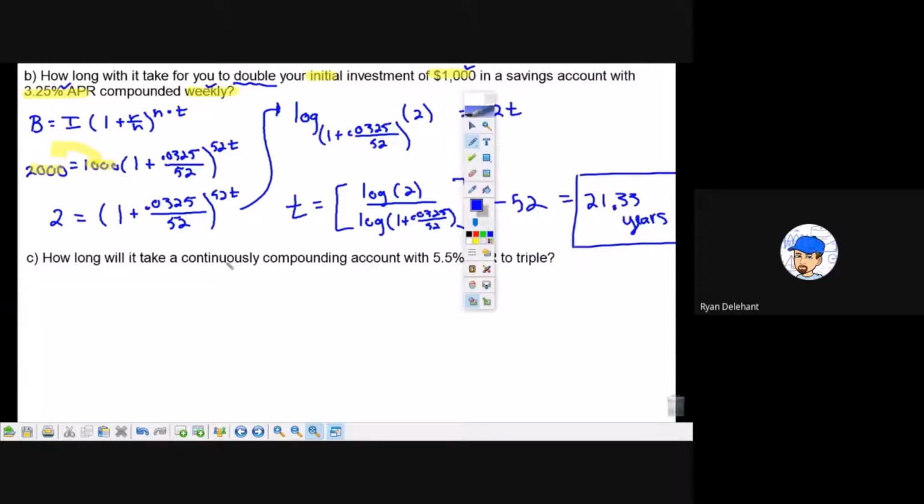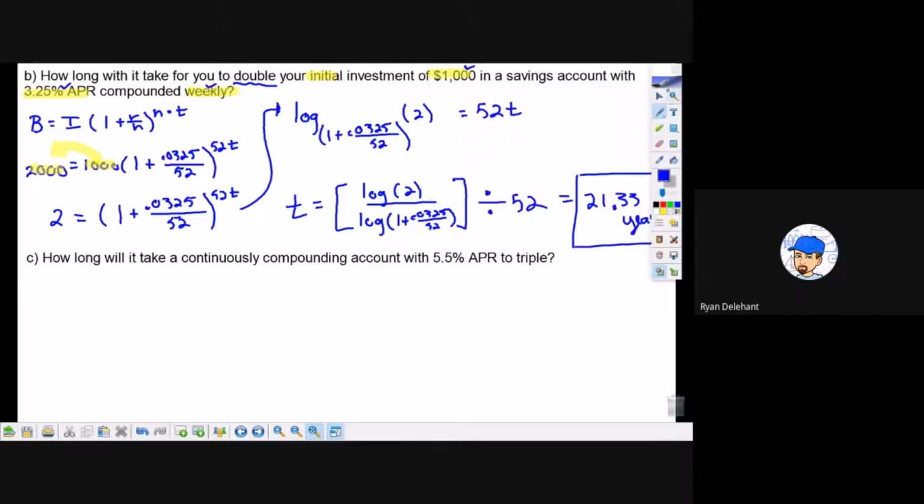All right, one more of these. How long will it take a continuously compounding account with 5.5% APR to triple? And you notice that this has become shorter and shorter each time, right? So let's highlight what we know from this. So we know that this is continuously compounding. We know it's APR. That's all we know from the problem. The other thing that's going to be important, obviously, is this triple.